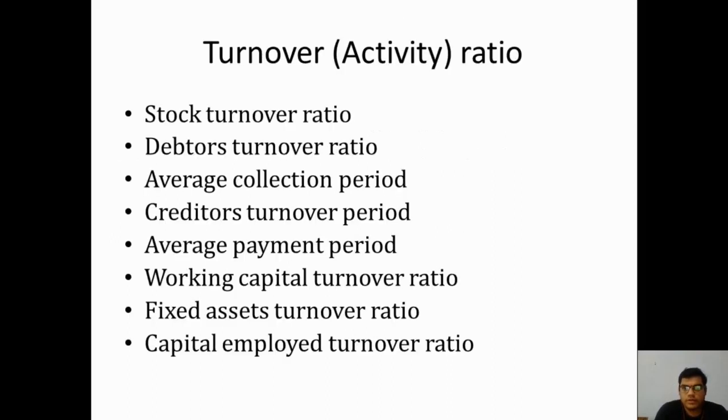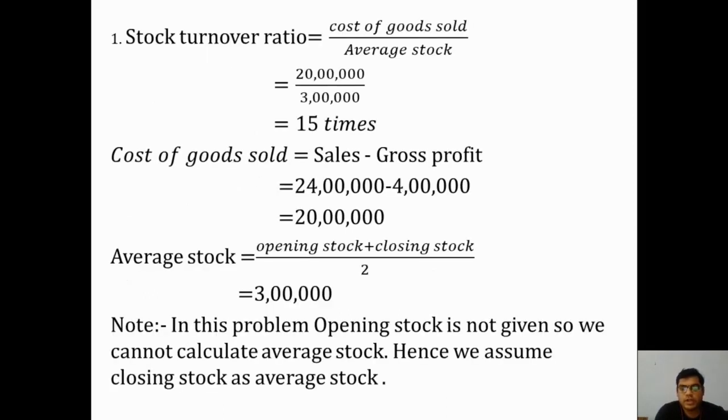The next sort of ratios are turnover ratios, or we can call them activity ratios. Here we can calculate stock turnover ratio, debtors turnover ratio, average collection period, creditors turnover ratio, and average payment period, working capital turnover ratio, fixed assets turnover ratio, capital employed turnover ratio. All these ratios we can calculate. Let's calculate one by one.